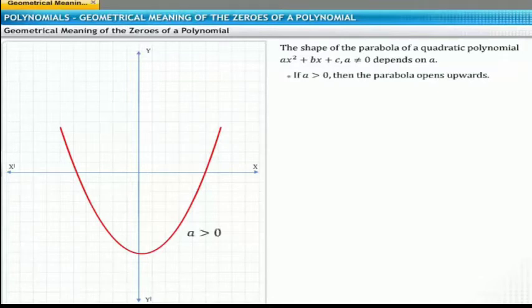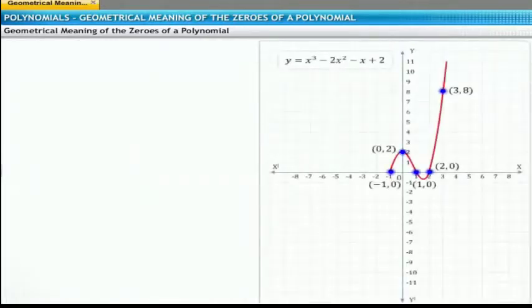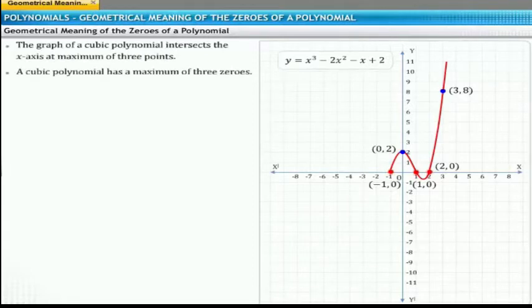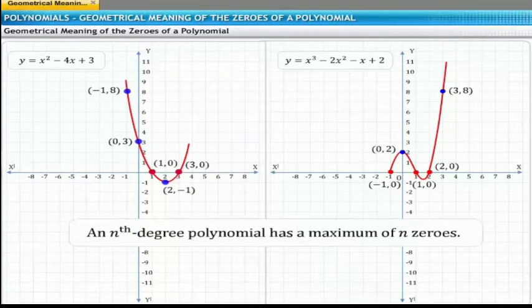Got it? It means when we draw the graph of a quadratic polynomial, it will intersect the x axis at 2 points. The shape of the parabola for the quadratic polynomial ax square plus bx plus c, where a does not equal 0, is as follows: if a is greater than 0, then the parabola opens upwards, and if a is less than 0, then the parabola opens downwards. So two conditions are there, downwards and upwards.